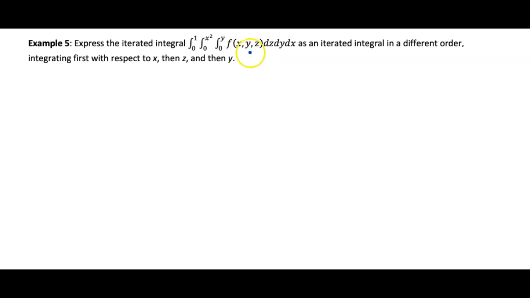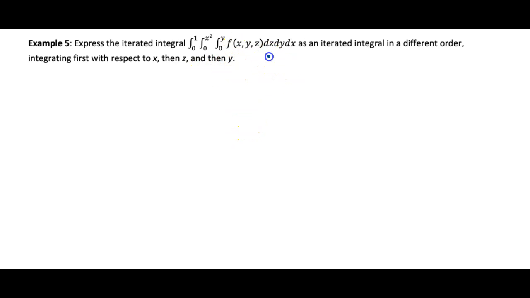And in this case, we're not given what this function is. We're just told that this function is a function of x, y, and z, and it really doesn't matter because, remember, if we have a triple integral and this is a function that's not just a constant, then we're really talking about 4 dimensions, which we can't picture anyway. But we want to rewrite this as an integral that's integrated first with respect to x, then z, then y.